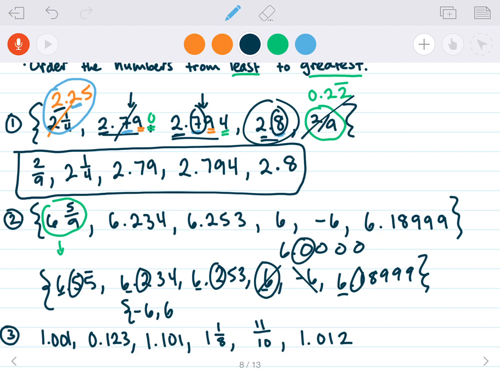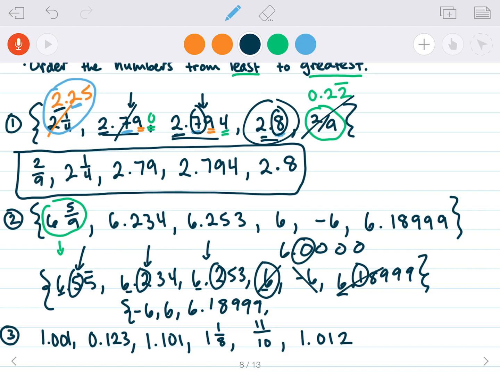Next comes 6.18999 because, again, we're comparing 1 in the tenths place to the other numbers that are left. And notice that this guy has 2 in the tenths place, as does this one, and this one has 5 in the tenths place. So the smallest number in the tenths place is that one, and therefore this number comes next.